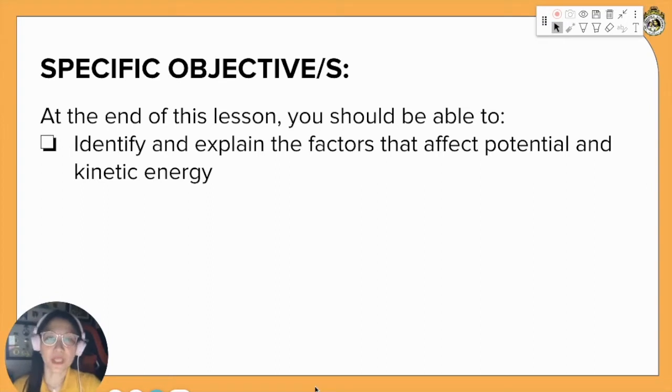The specific objective for this lesson is this. At the end of this, you should be able to identify and explain the factors that affect potential and kinetic energy. Okay, so again, identify and explain the factors that affect potential and kinetic energy.